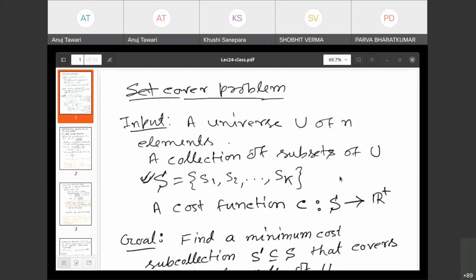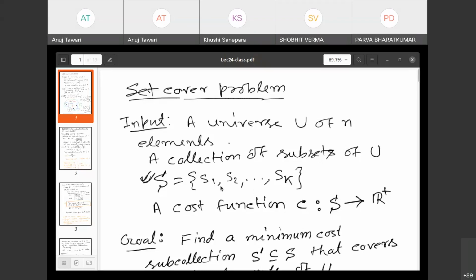So I'll just recall what this set cover problem is. You are given some universe of n elements and a collection of subsets. Usually you are just given these two things, universe and collection of subsets. There is no cost function. But in this case, we'll tackle a more general version of set cover, where you are given a cost function. So each subset maps to some positive, or non-negative, real number. So all this is given to you.